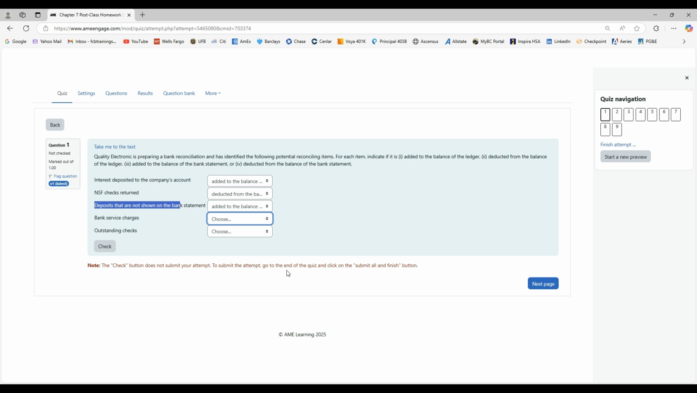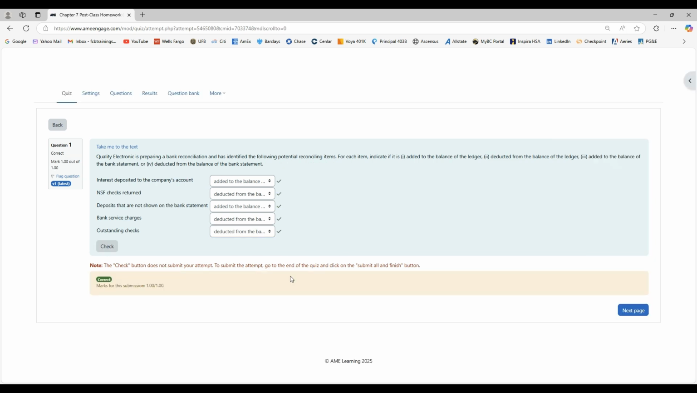Okay, bank service charges. Similar to the interest that adds to our book balance, the bank service charge is going to deduct from our book balance, so we need to have that deducted from the balance of the ledger. Outstanding checks, we have written them, they haven't processed through the bank yet, so that's going to deduct from the balance of the bank statement. Okay, 100%, great. Let's move on to the next one.